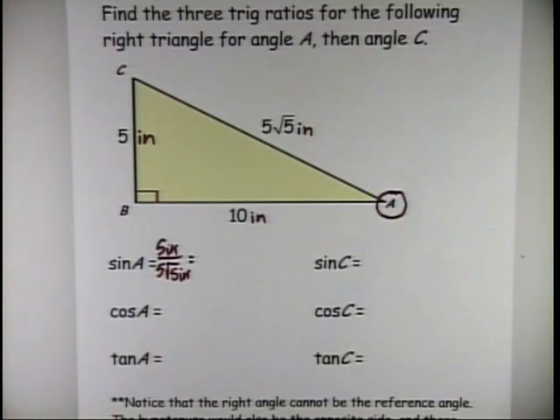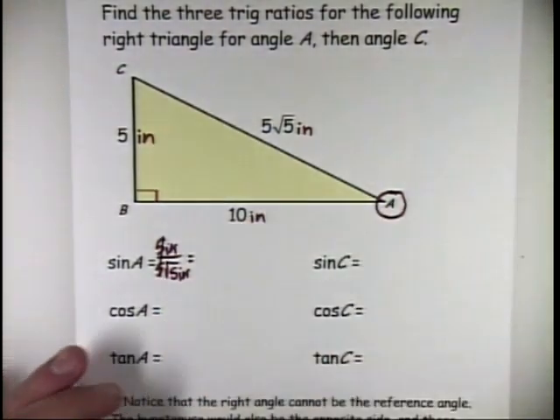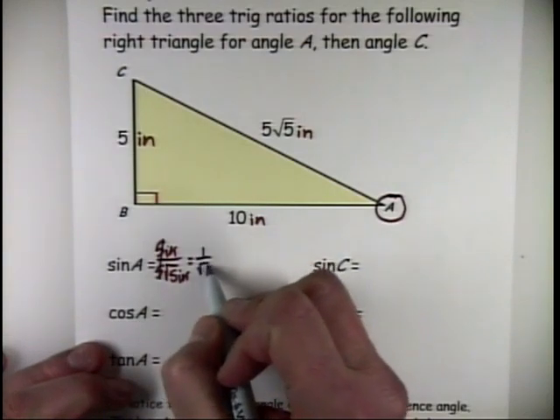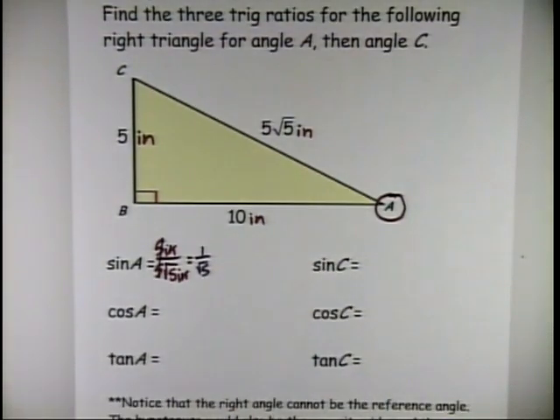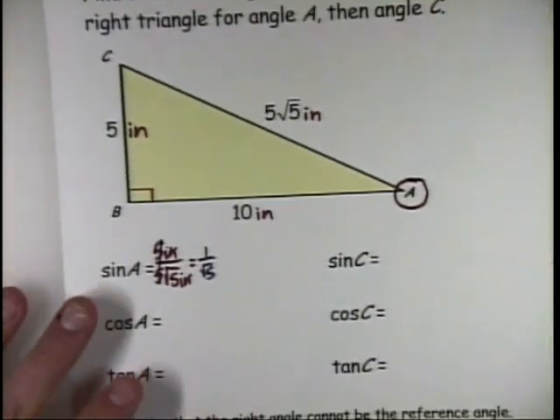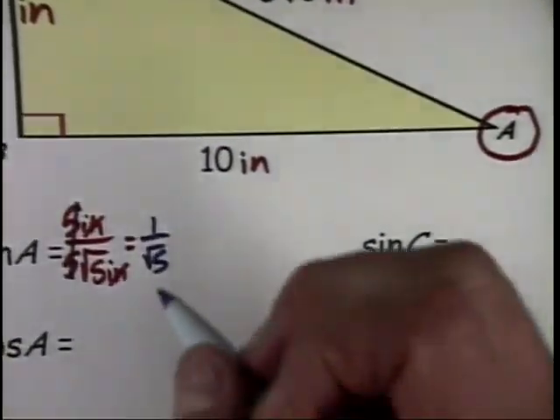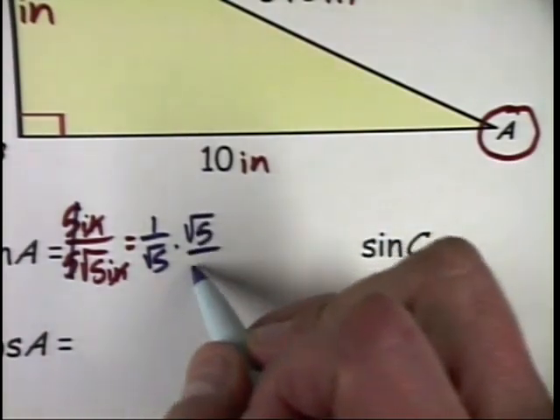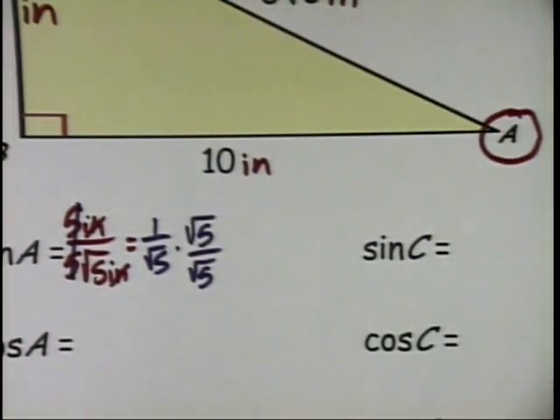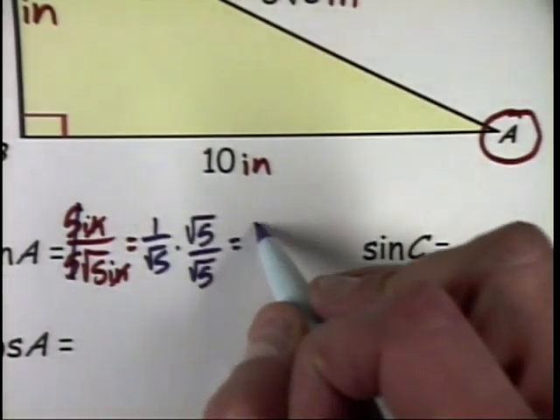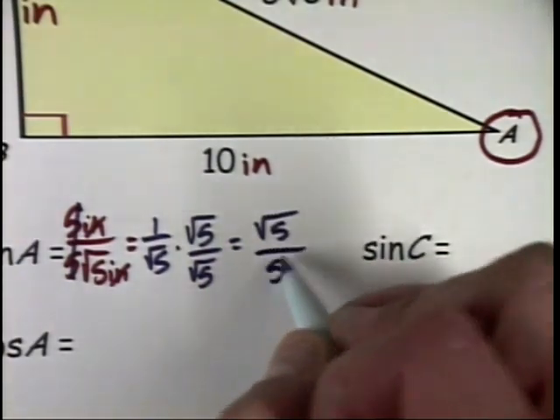Now we're left with 5 over 5 square root of 5. But we can simplify that. The 5's will divide out, and we're left with 1 over the square root of 5. Well, we talked last time about whether or not we wanted that as our final answer. And in general, we don't like radicals in the denominator. So what we'll do is multiply by a clever form of 1, which is the square root of 5 over the square root of 5. And if we multiply, we get the square root of 5 over 5.